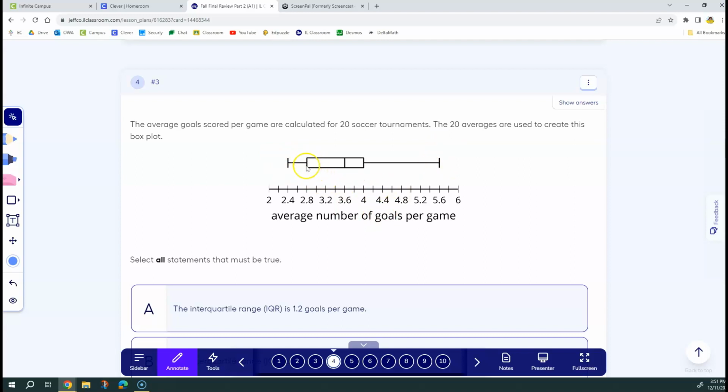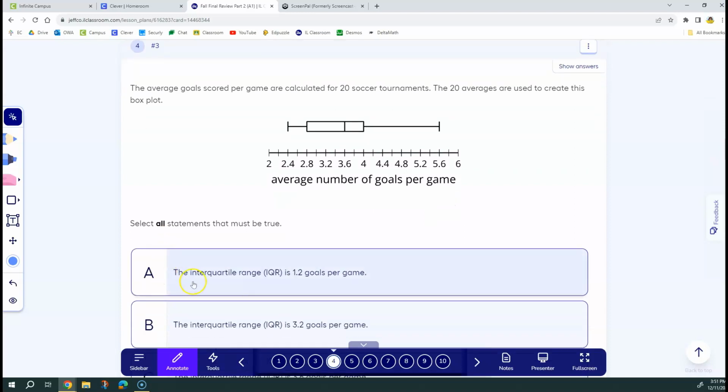Okay, and then the box itself is that interquartile range, that 50%. That's where 50% of the goals were scored. And then the line that's in the box, not necessarily the center, that represents our median of the data. So we cannot get mode, we cannot get mean. There's information we cannot get from a box plot, so keep that in mind.